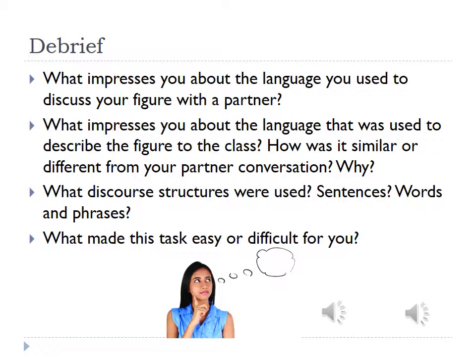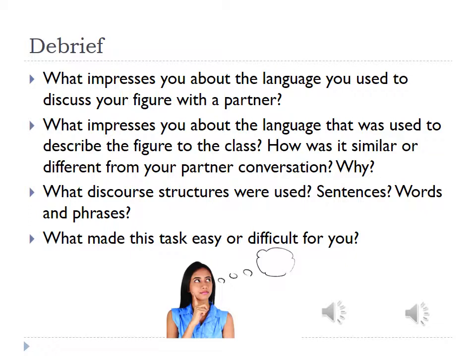First, think about the interaction you had with your partner about the figure. How would you describe that interaction? Then, think about the presentations you gave and heard. Was this language similar to or different from the language used in the first interaction? If you think the language was similar, how was it similar? If you think the language was different, how was it different?